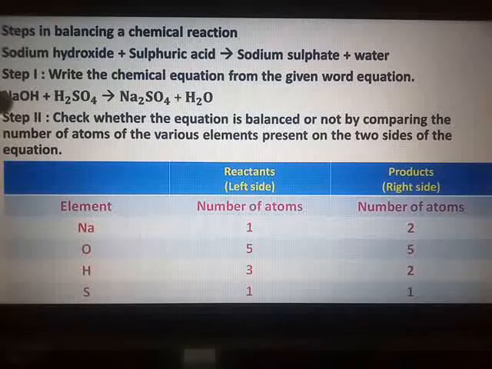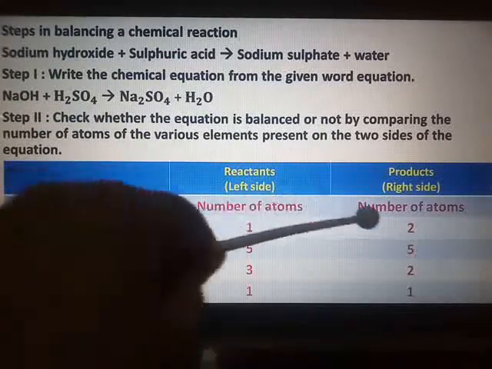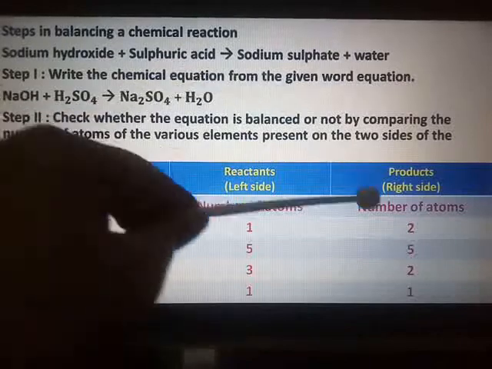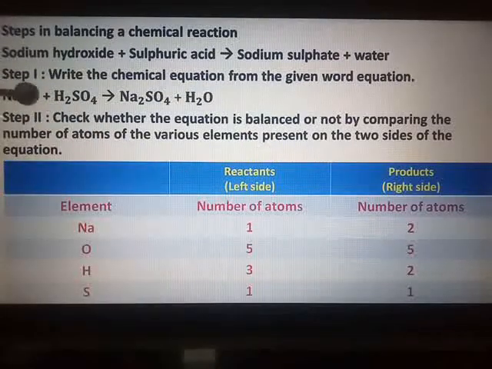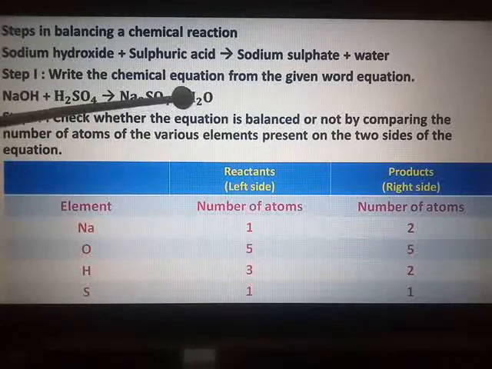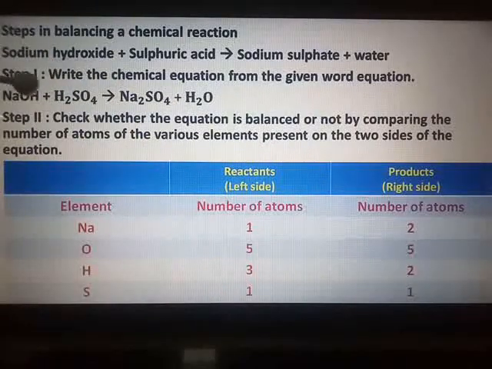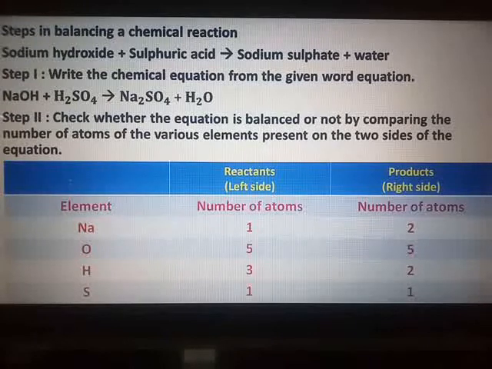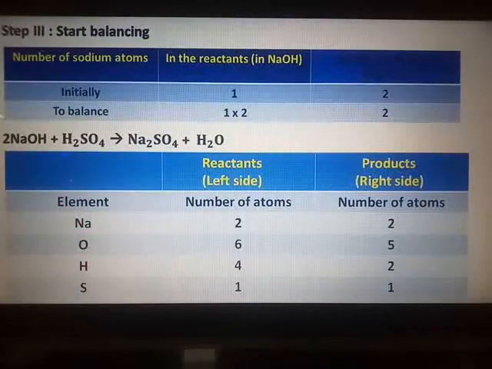So Na is 1 in the reactants, and in the products Na is 2. O is 1 plus 4, 5, and here it is 4 plus 1, 5. H is 1 plus 2, 3, and here H is only 2. Then S is 1, S is 1. Now looking at the number of atoms in the reactants and products, you come to know that they are not equal. So our step number 3 is to start the balancing.